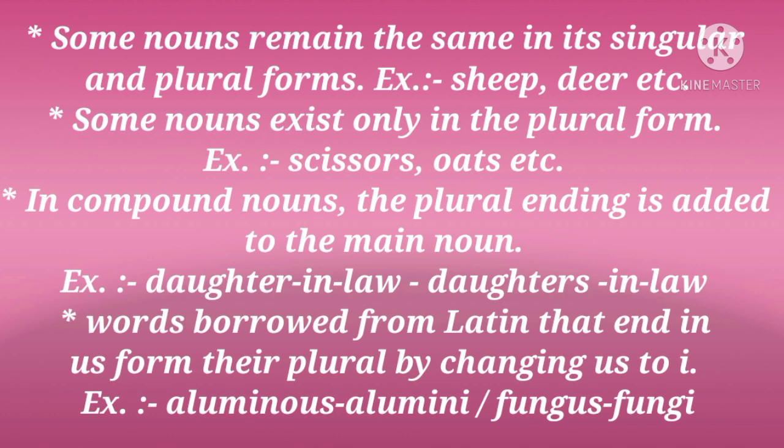In compound nouns, the plural ending is added to the main noun. For example, children, see daughter-in-law. The main noun in this word daughter-in-law is daughter. So to make it plural, we'll add the plural ending, that is s, to the main noun. So the plural form of daughter-in-law will be daughters-in-law. Clear? So the s will be added to the main noun.